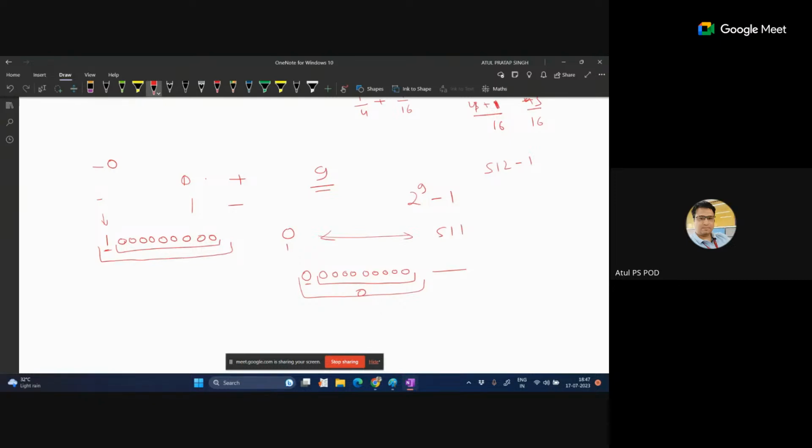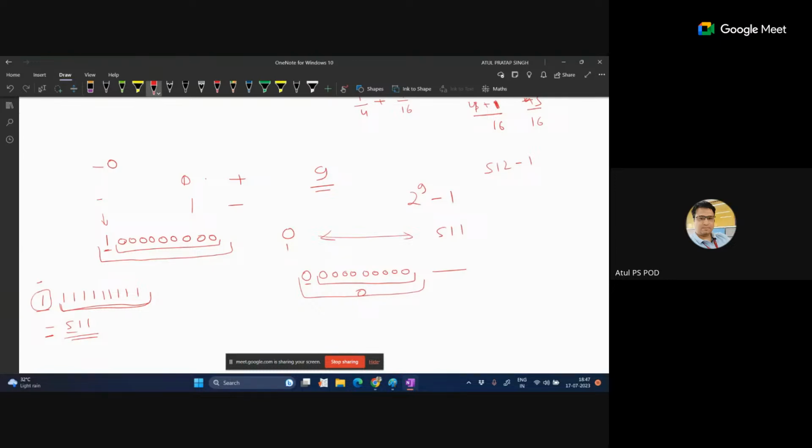What will be the last representation on the negative side? It will be 1 for the negative sign and all remaining bits 1. So 1, 1, 1, 1, 1 and so on. What is it representing? This is representing minus 511. The initial 1 represents the minus sign, and the next nine 1s represent 511. So using these 9 bits, we can represent only down to minus 511.